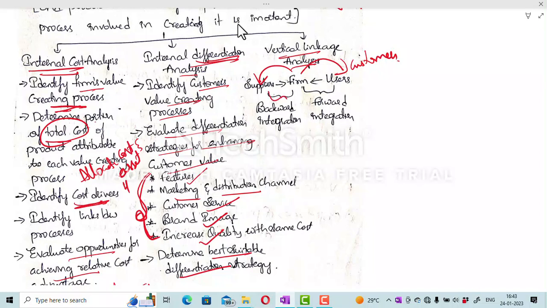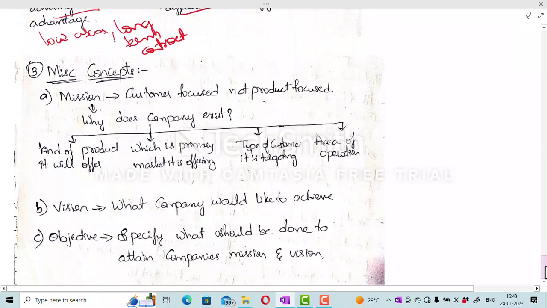The link between the supplier and the firm will be termed backward integration, and the link between the firm and users will be termed forward integration. Okay, next topic will be the last topic, that is mission, vision, and objective.